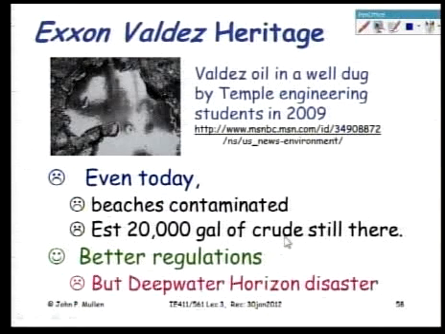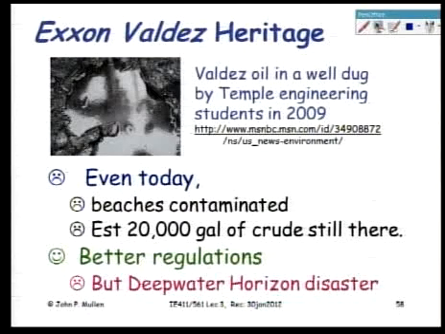But then we had the Deepwater Horizon disaster. What can I say? The Deepwater Horizon rig exploded and led to a leak that lasted 3 months. That's in 2010. 11 workers died and 17 were injured. It released about 5 million barrels of crude oil into the Gulf. And people are still sorting that out.